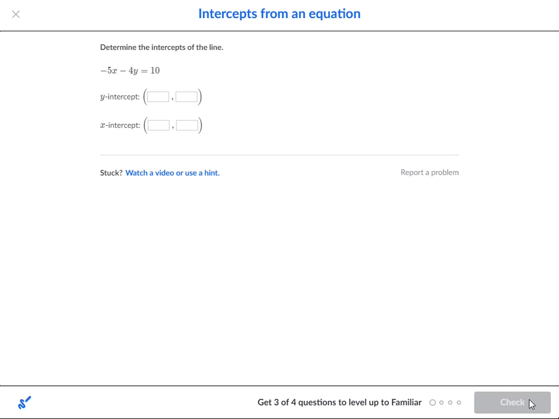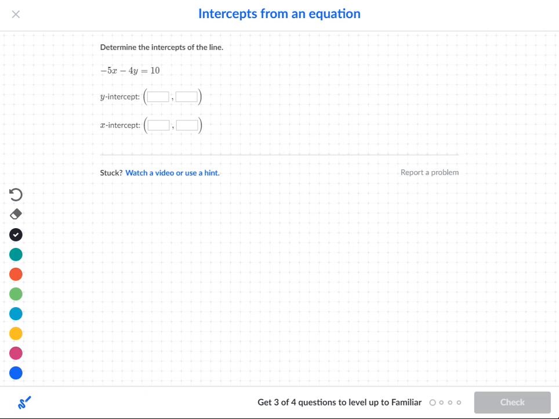Intercepts from an equation. Okay, so we have negative 5x minus 4y is equal to 10.